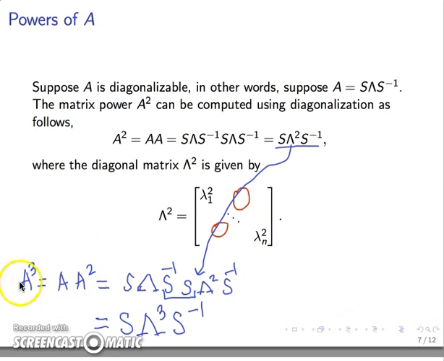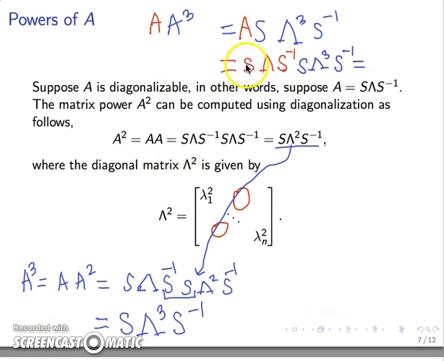So now we just found that A to the third power is S times lambda to the third power times S inverse, and I can multiply this by A again. So if we were going to do that, A times A to the third power, this would be A to the fourth. Okay, and by using diagonalization, once again, this S inverse S becomes identity. So in the middle, we end up with lambda times lambda cubed, and that gives us lambda to the fourth. There is S on the left side, and then there is S inverse on the right side.